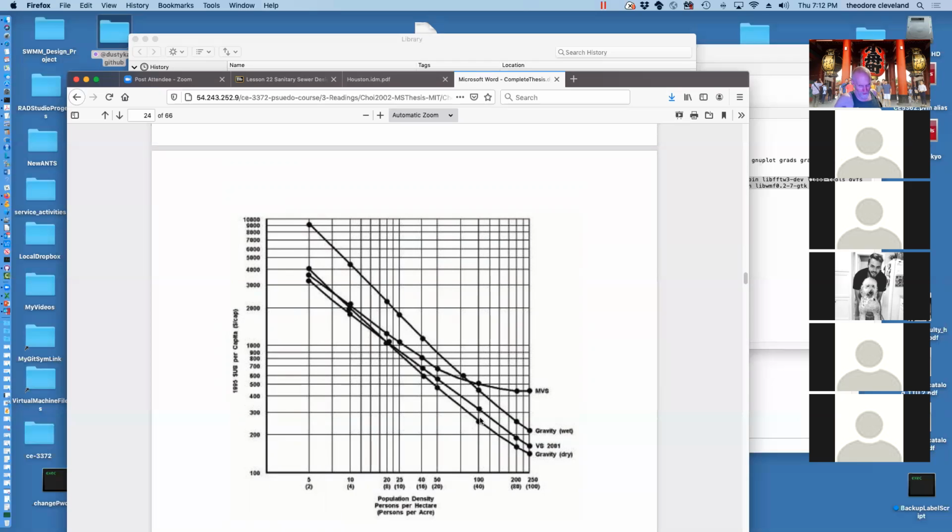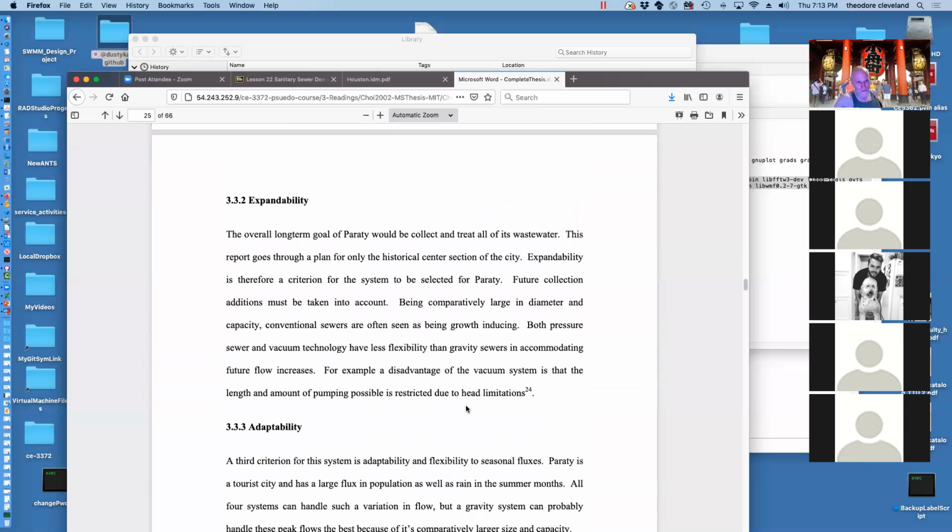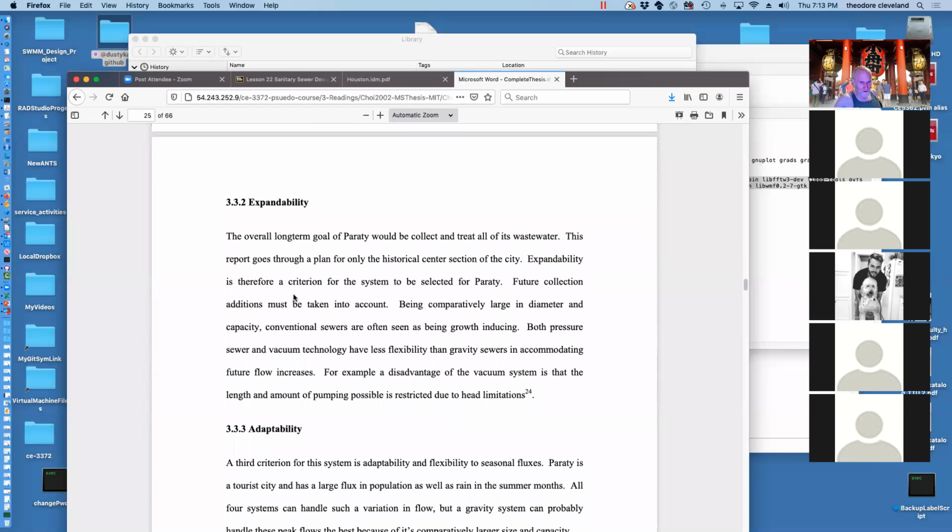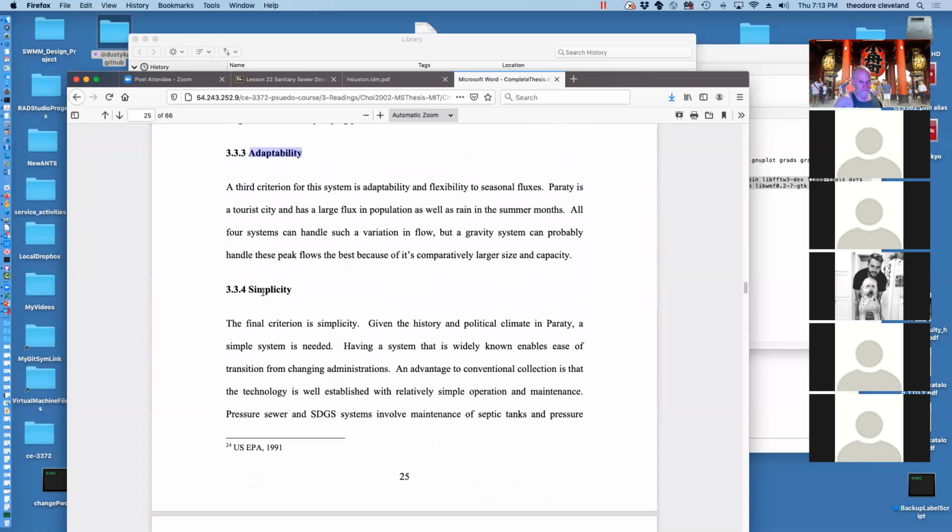So part of the reason why gravity sewers have been attractive in the United States and globally is they are the most economical in cost per person served. They're also historically easiest to build because the other ones hadn't been invented yet. So the decisions in this particular design were expandability, adaptability, and simplicity, which is not to be understated.